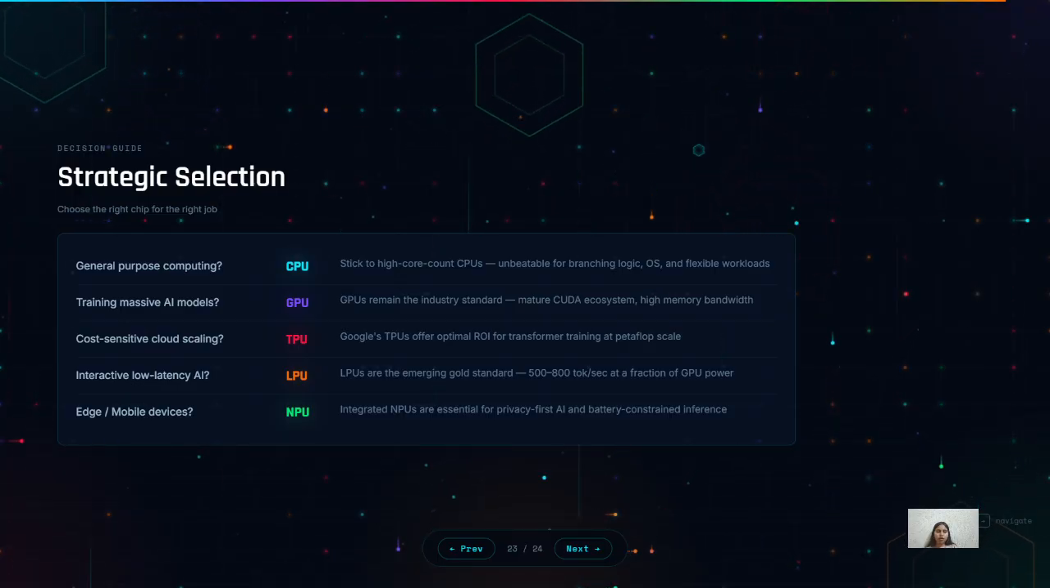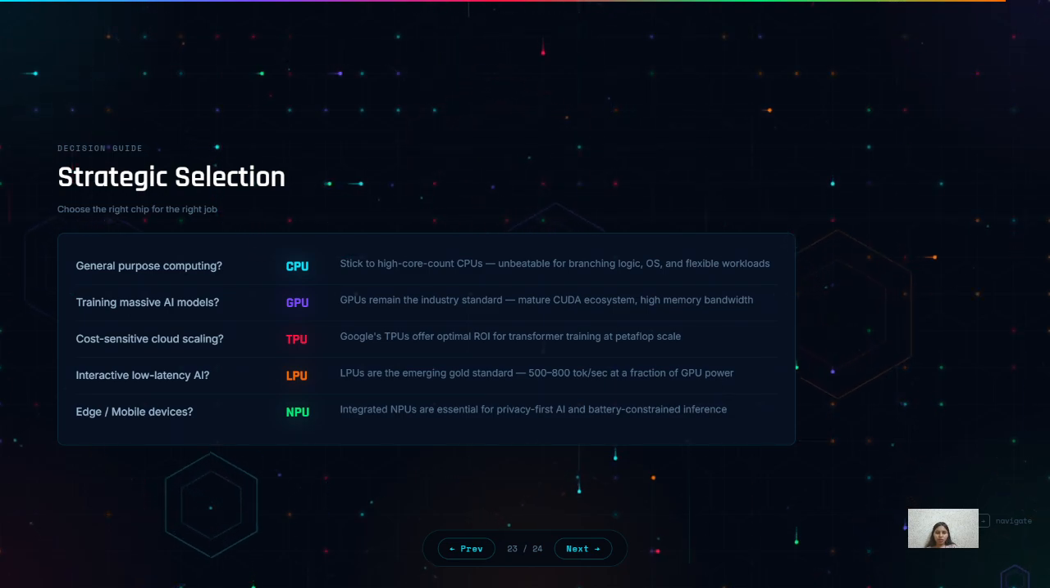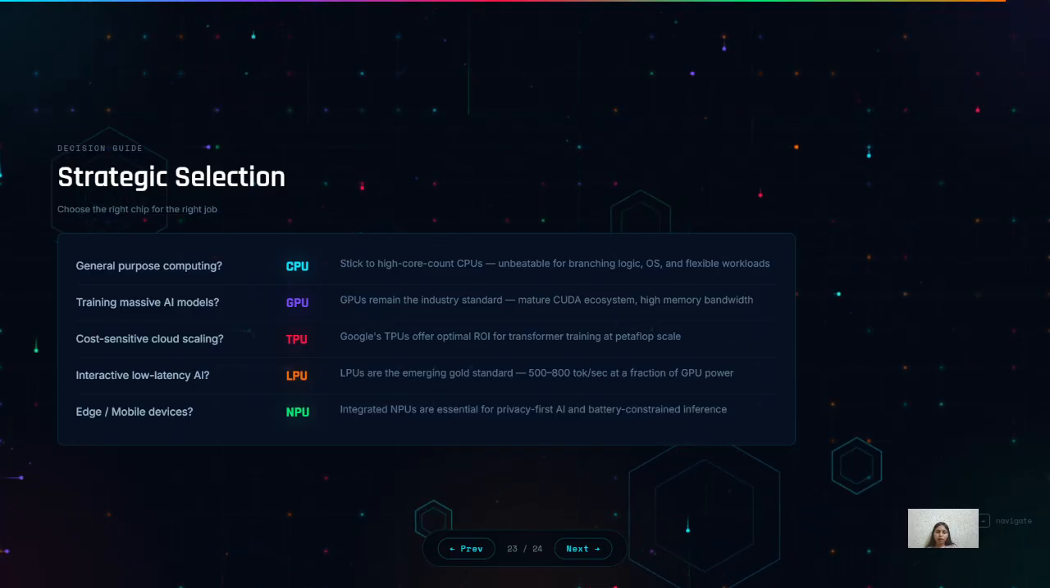So, different workloads require different architecture optimization. CPUs remain the foundation of computing. GPUs transformed AI training. TPUs optimized cloud-scale machine learning. NPUs brought AI directly to edge devices, and LPUs are redefining real-time language generation.